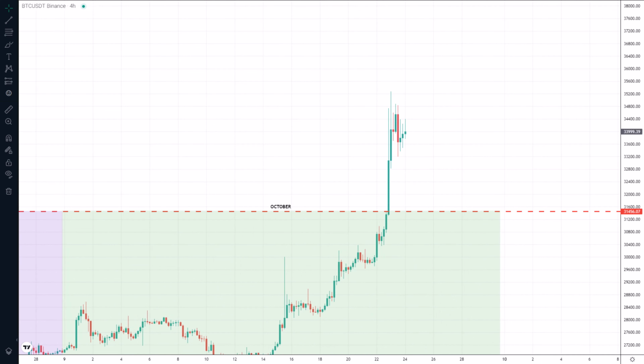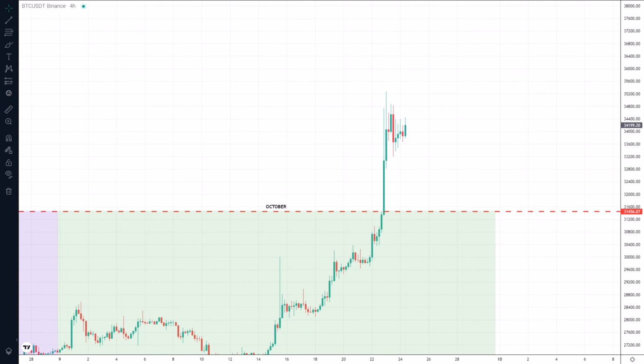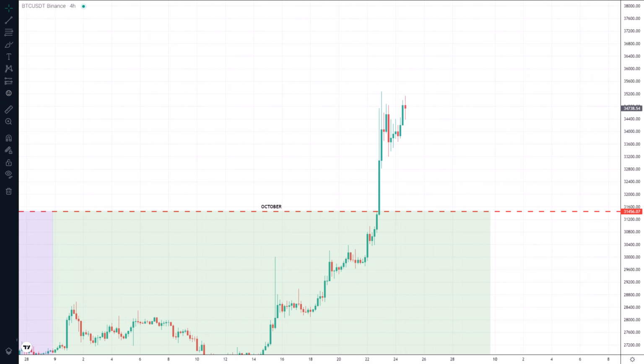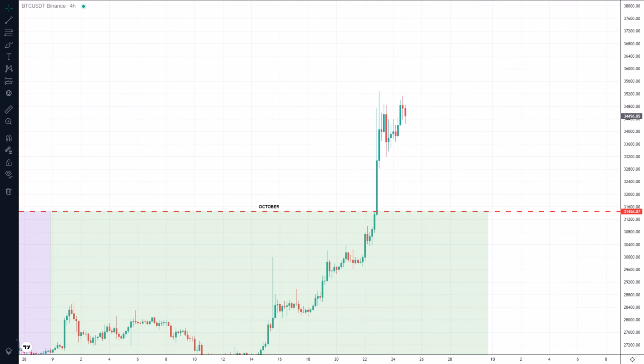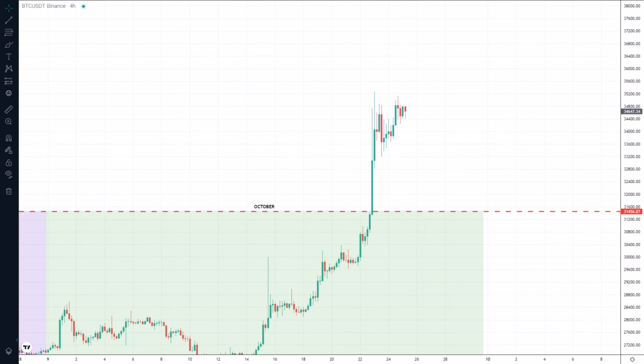Keep in mind, besides monthly maps, incorporating weekly and daily maps into your analysis can significantly refine and enhance the accuracy of your trading decisions when combined effectively.